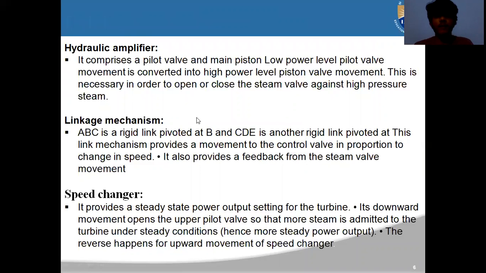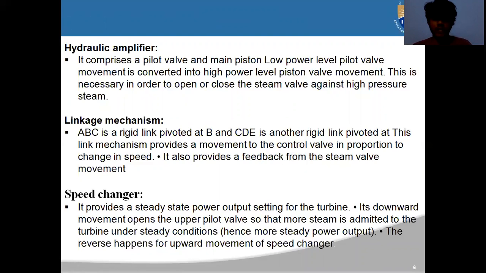And the hydraulic amplifier. It comprises a pilot valve as well as a main piston. The low pressure level pilot valve movement is converted into a high power level piston valve movement. It is necessary in order to open or close the steam valve against high pressure steam.